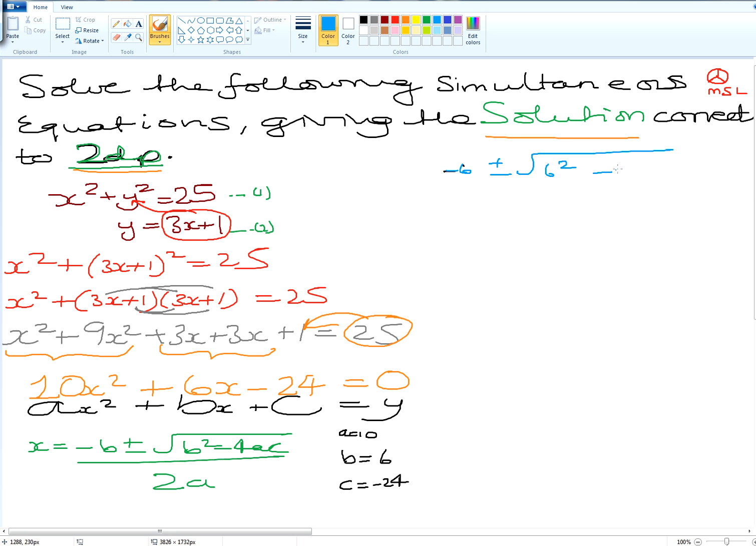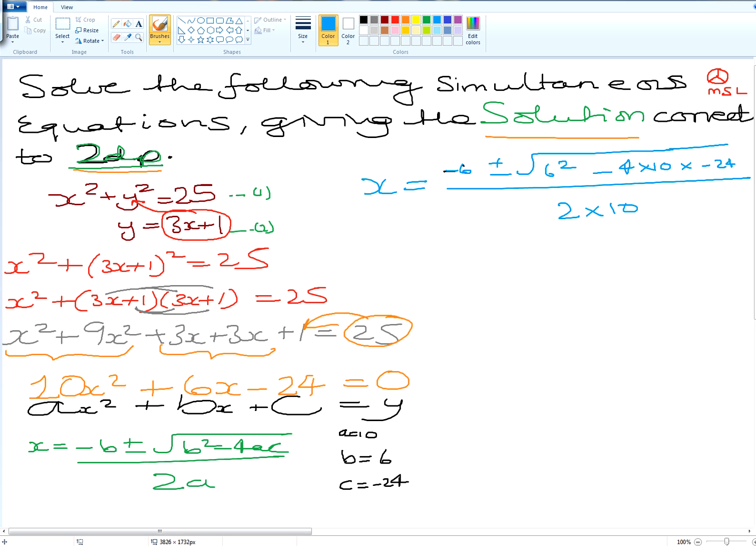So we have 6 squared minus 4 times by the a value, which is 10, times by the c value. Yeah. Minus 24. And all of that has to be divided by 2 times by 10. So x is equal to that. Remember, you can't put plus or minus in your calculator. You can only put plus.